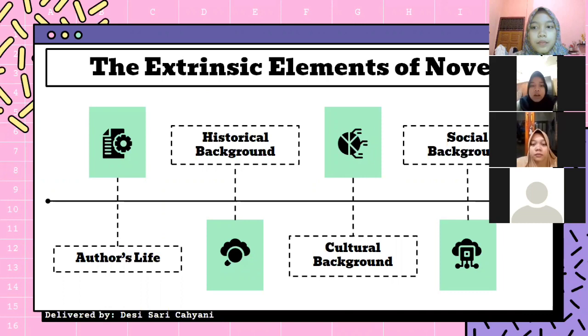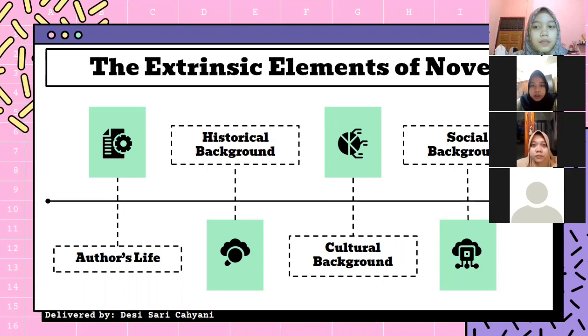Well, the next material is the extrinsic elements of novel. Extrinsic elements in the novel are the elements that are beyond the novel, but they directly affect the organism of the literature. More specifically, the extrinsic elements in novel can be regarded as an element built in novel.